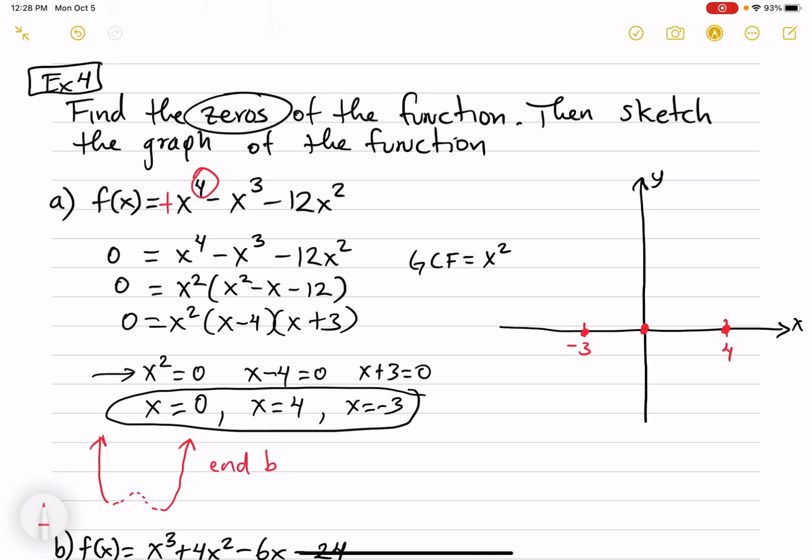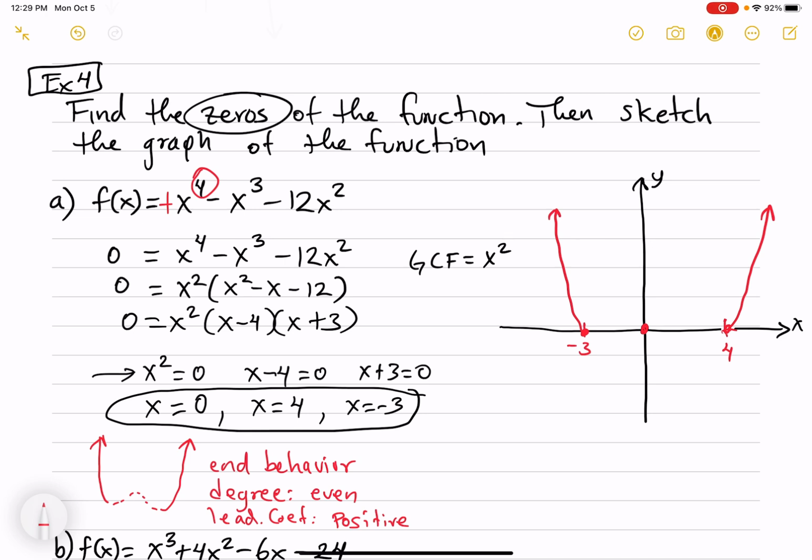End behavior. Because the degree is even and the leading coefficient is positive, that's how we know the end behavior is going to look like that. So this graph is going to do this on this end, and it's going to do this on this end.